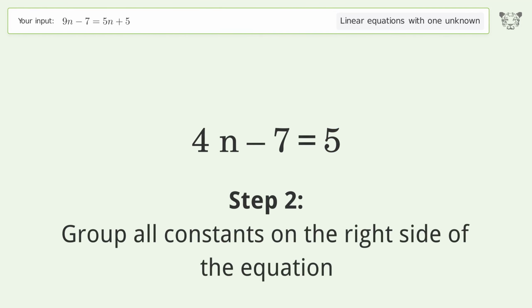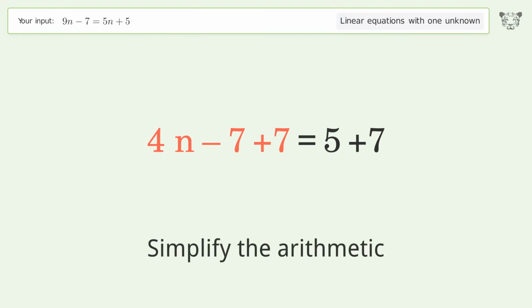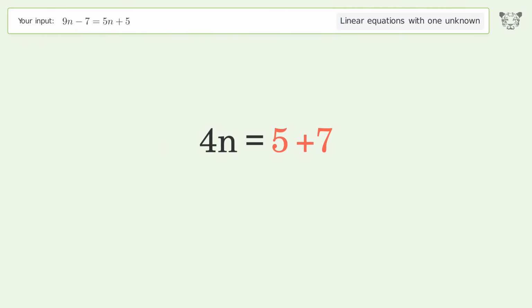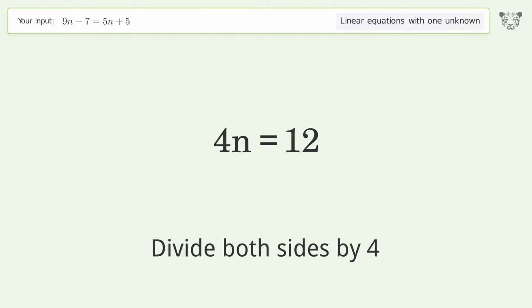Group all constants on the right side of the equation. Add 7 to both sides. Simplify the arithmetic. Isolate the n. Divide both sides by 4.